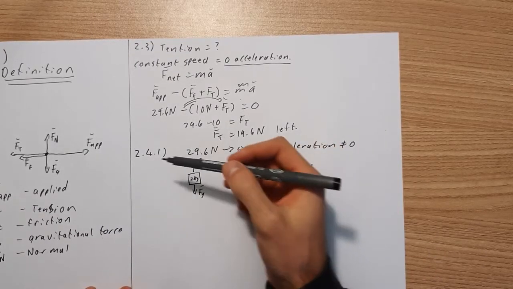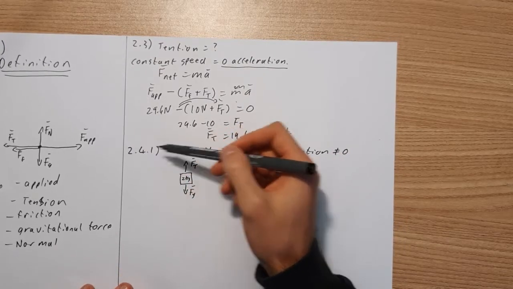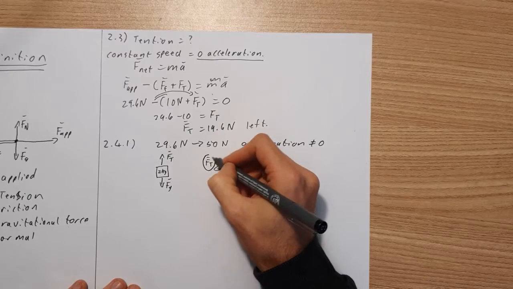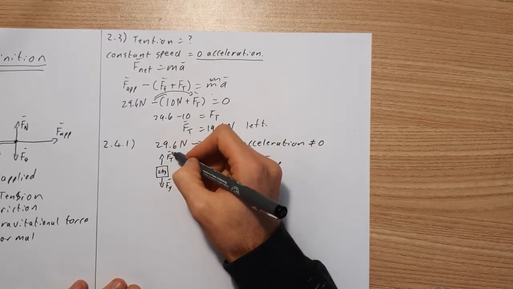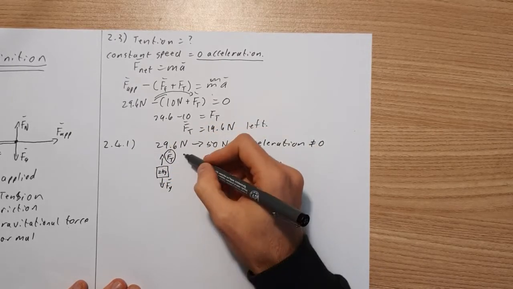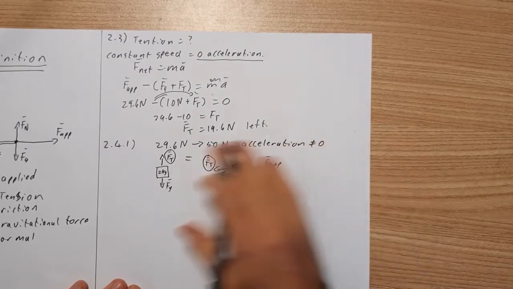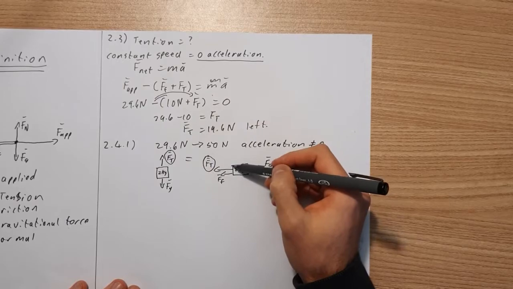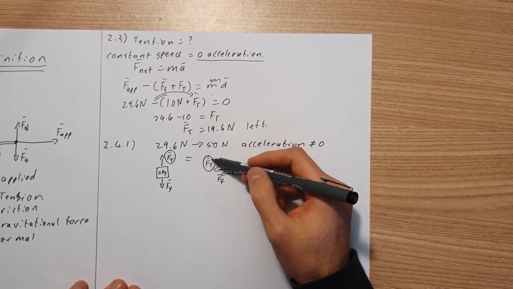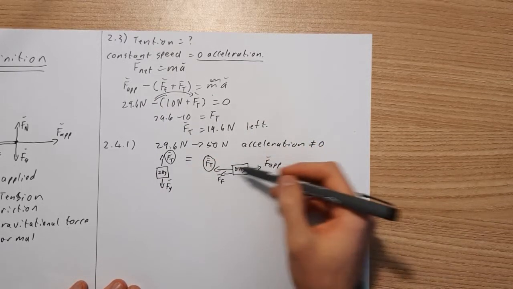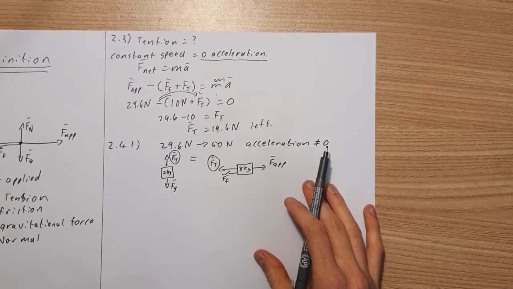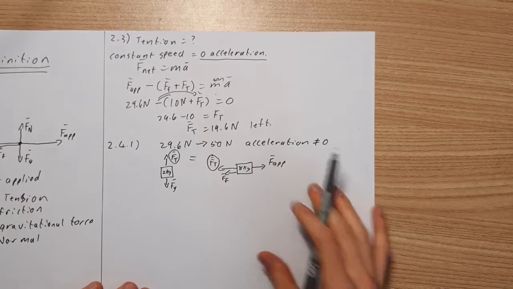Okay, so for 2.4.1, I just want you guys to note that the tension force acting on the 8 kilogram block and the tension force acting on the 2 kilogram block are equal to each other. Okay, even though for the 2 kilogram block it's acting up and for the 8 kilogram block it's horizontal, they are still equal to each other. Okay, so let's see how we're going to go about doing this one.